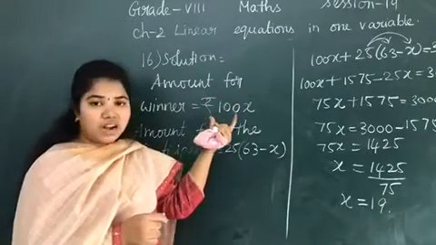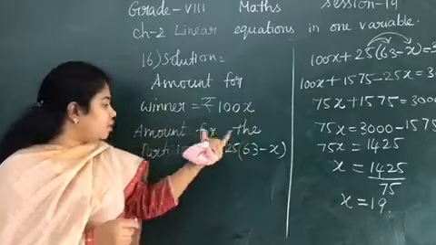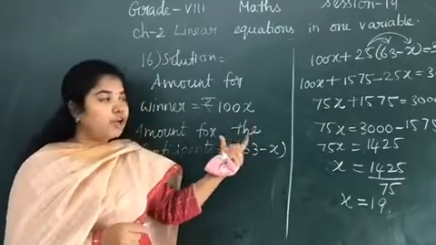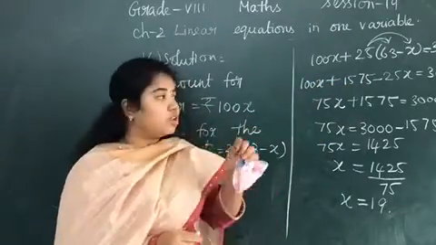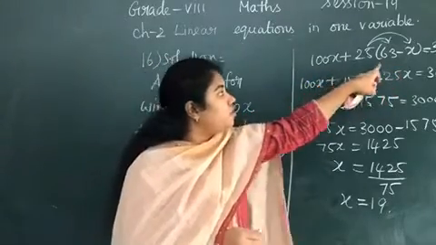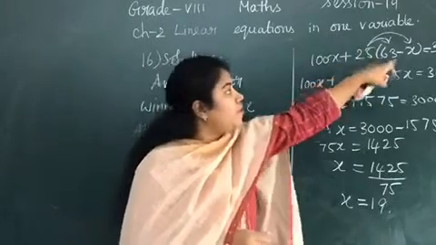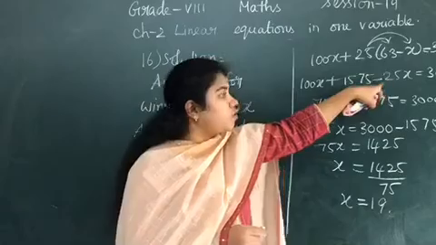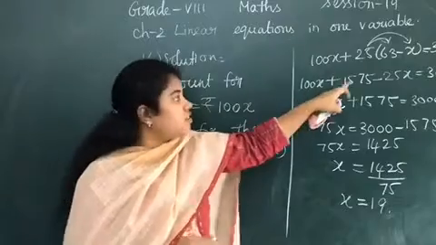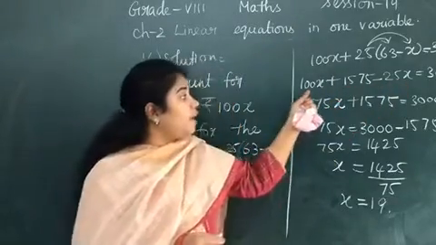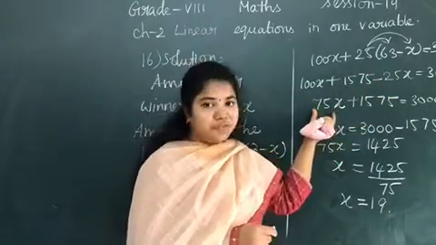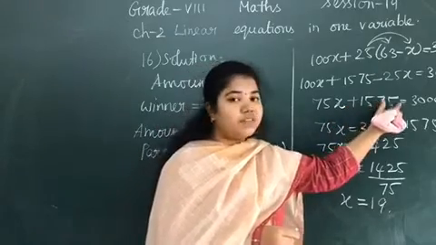The amount for the winner is 100, so we have considered 100x, and the amount for the participants is 25. So 25 into 63 minus x. If you sum these two, you are getting rupees 3000, that is mentioned in your question. So 100x plus 25 into 63 minus x is equal to 3000. 25 into 63 is 1575. 25 into x is 25x. Here it is subtraction, so we are taking the same symbol here, which is equal to 3000. Now here also I am having the variable x, here also I am having the variable x. So I can subtract the coefficient because the symbol here is subtraction. So 100 minus 25 is 75x plus 1575 is equal to 3000.